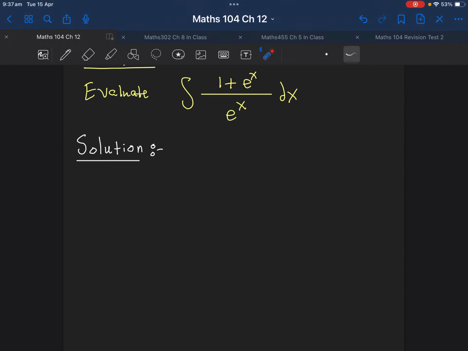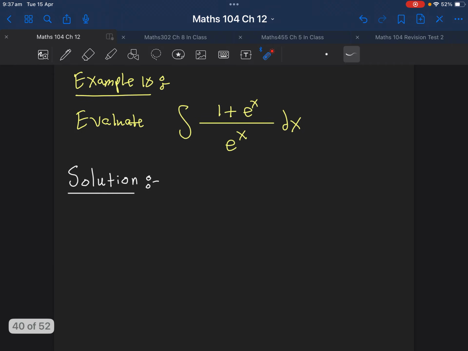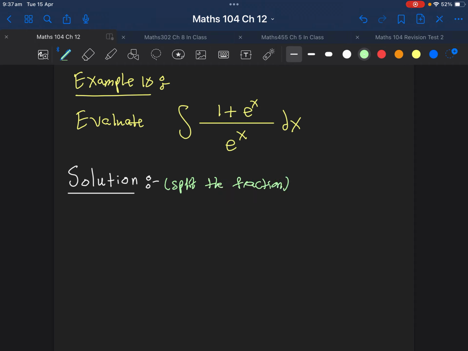We go to example number 10, which we need to rewrite this function. The idea I will do here, I will split the fraction. We have seen this idea, but it's always important to keep it in mind. What do you mean by split the fraction? Take e^x to each one in the numerator. So this will be the integral of 1 over e^x plus e^x over e^x.